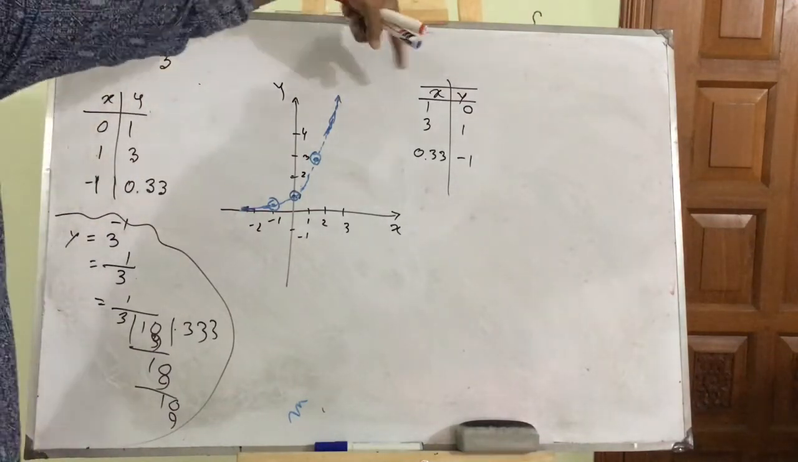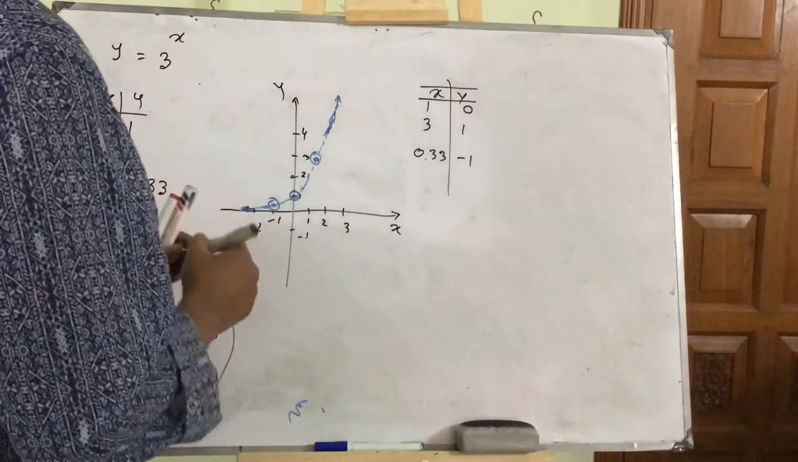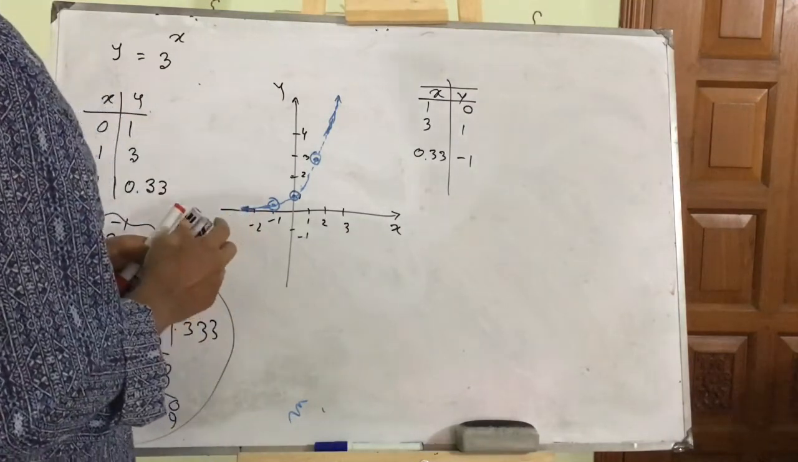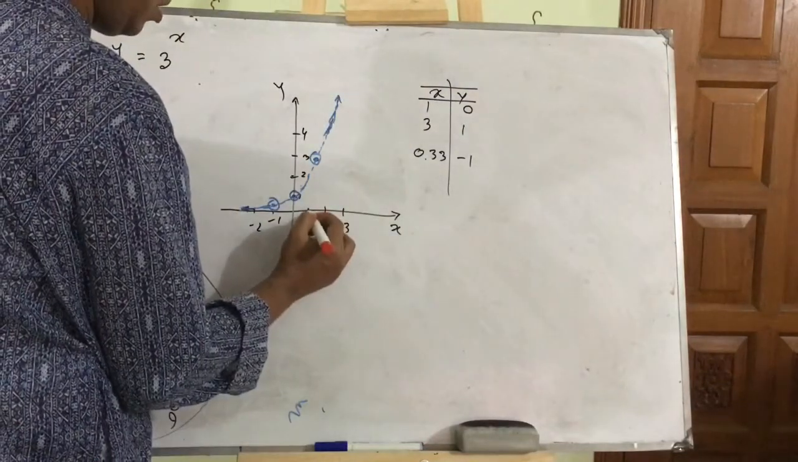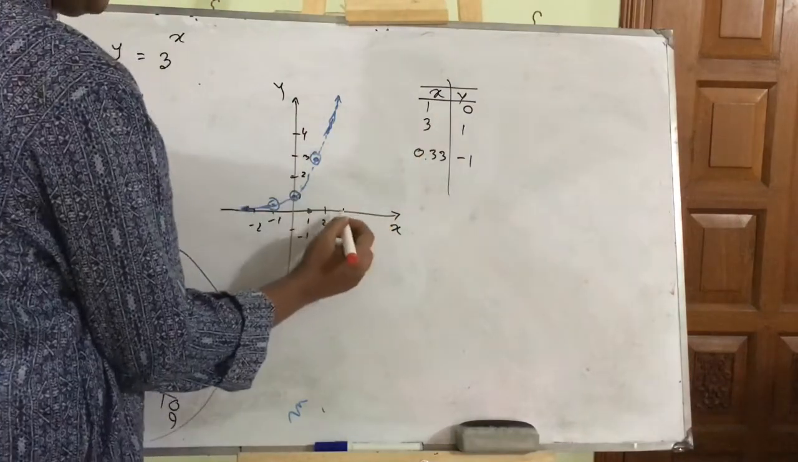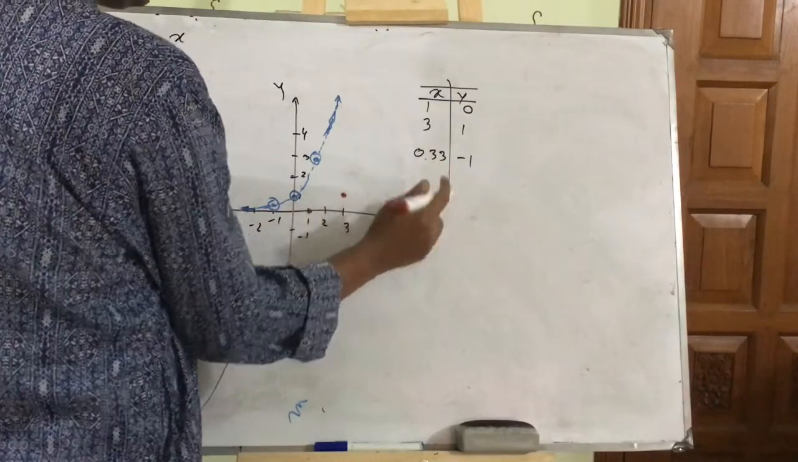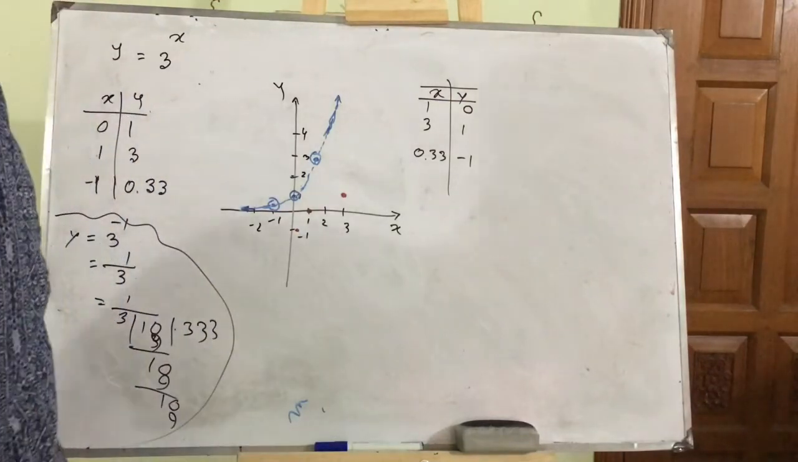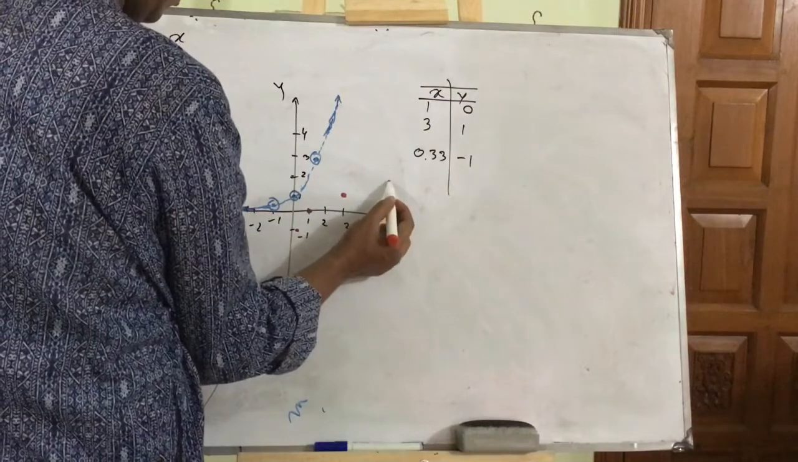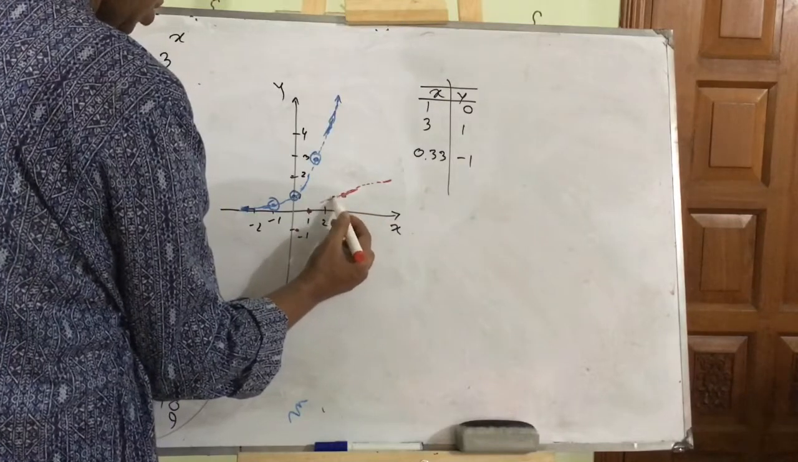This table and this table are inverses of each other, and now we will draw the points. For x equal to 1, y equal to 0, that means this point. For x equal to 3, y equal to 1, that means this point. Then x equal to 0.33, y equal to minus 1, that means here. So we get the graph like this.